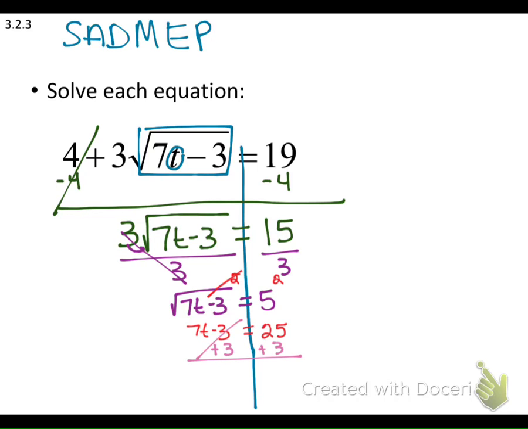Okay, so we bring down our 7t equals. And what's 25 plus 3? 28. And finally, our last step. Now you gotta do divide by 7.